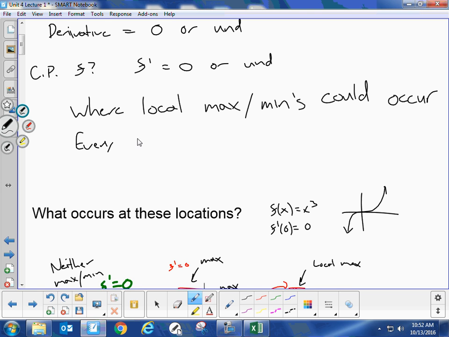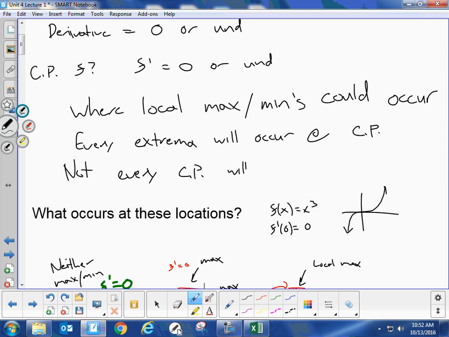I'll say every extrema will occur at a critical point. But not every critical point will give us a max or a min. Okay?